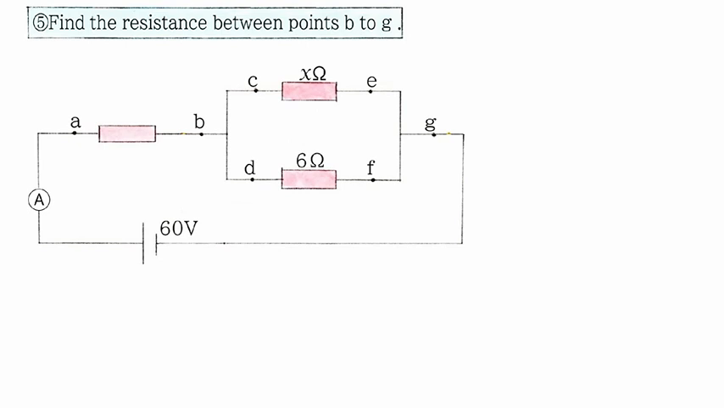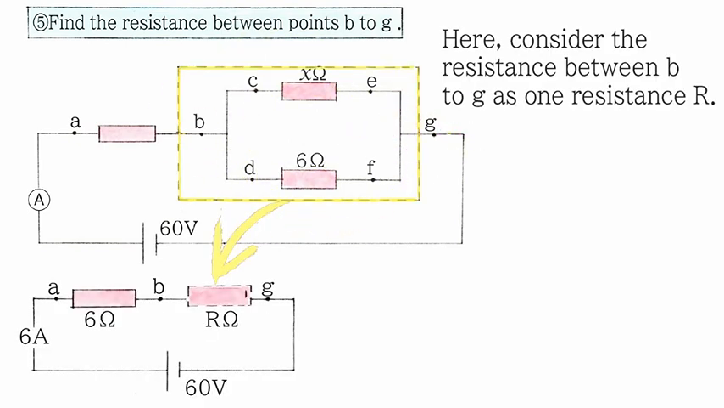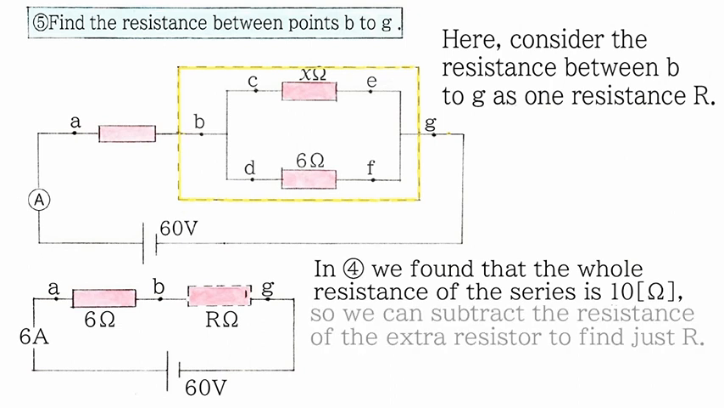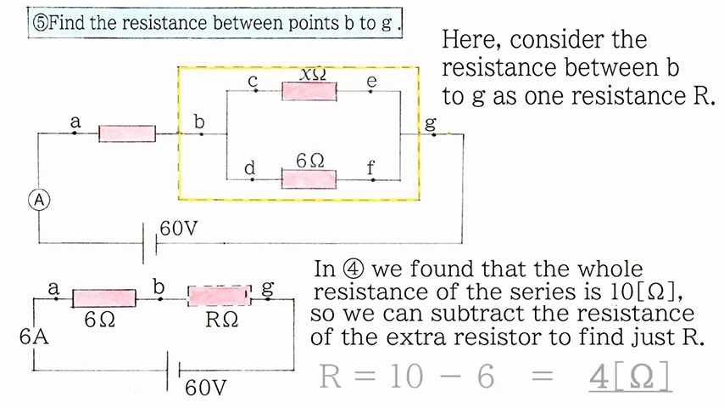Number 5. Find the resistance between points B and G. Here, consider the resistance between B and G as one resistance R. In number 4, we found that the whole resistance of the series is 10 ohms, so we can subtract the resistance of the extra resistor to find just R. R equals 10 minus 6 equals 4 ohms.